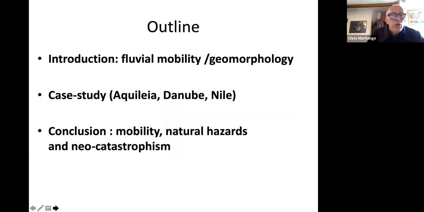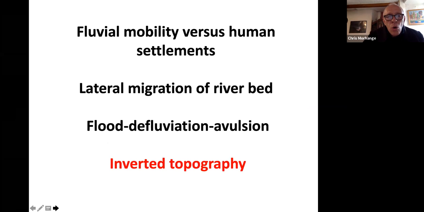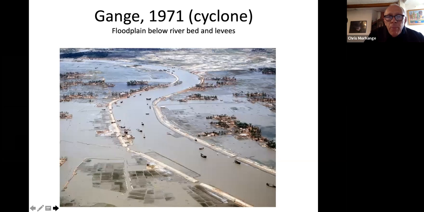I have listened with interest to this conference and learned a lot, so I have also shifted the organization of my PowerPoint. I almost canceled all the introduction because we spoke a lot about fluvial mobility, and I will focus on the case studies. As we saw in the previous presentation, what is very important in the fluvial system is what we call the inverted topography: riverbeds usually are above, in terms of topography, the fluvial plain.